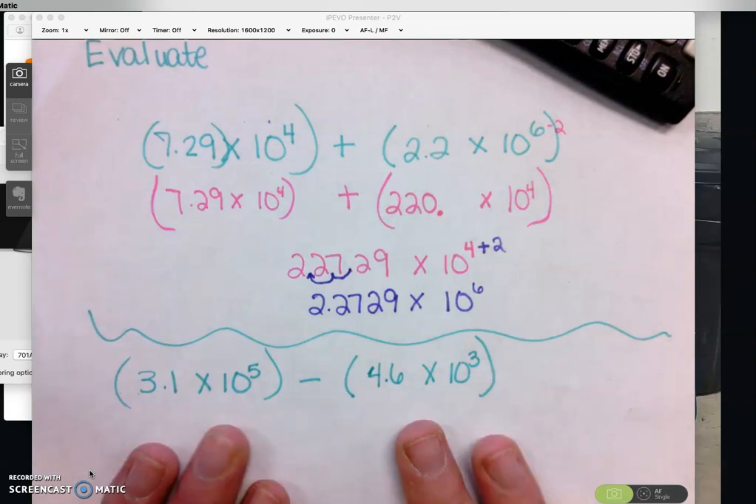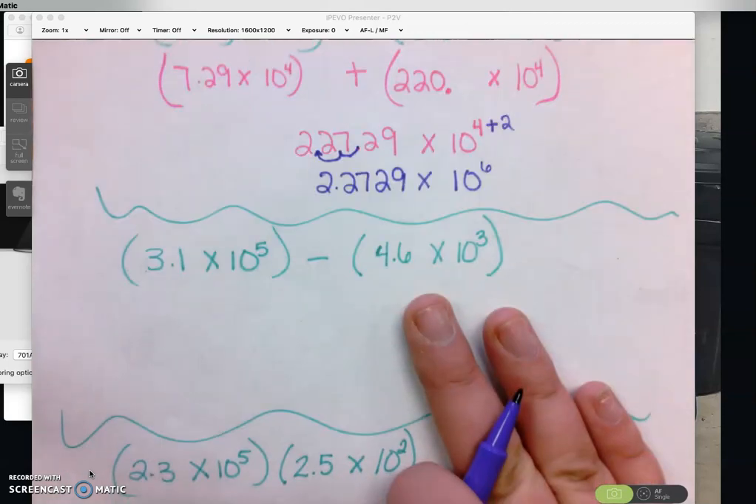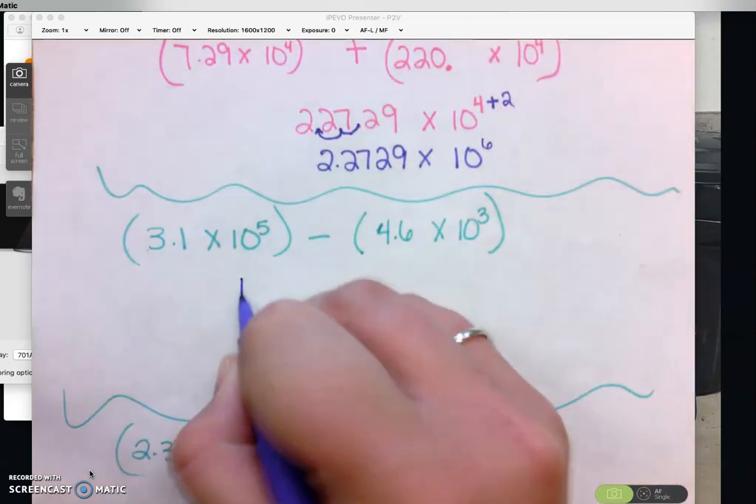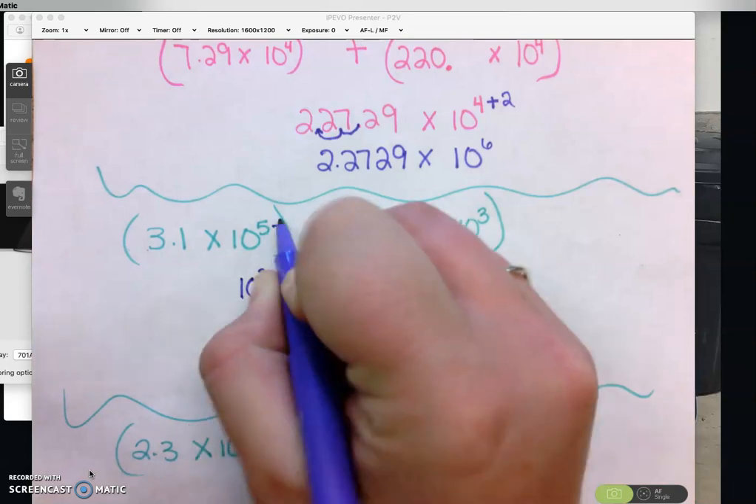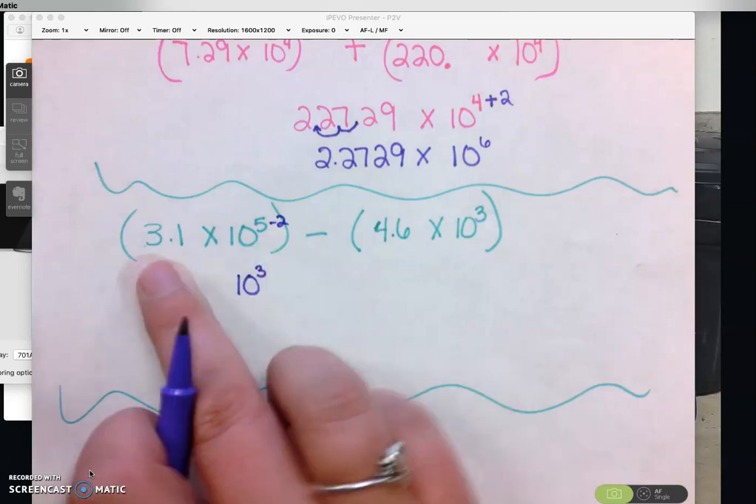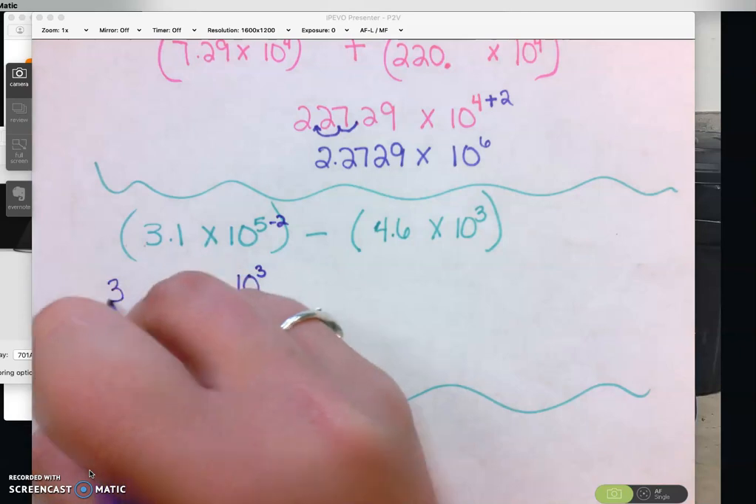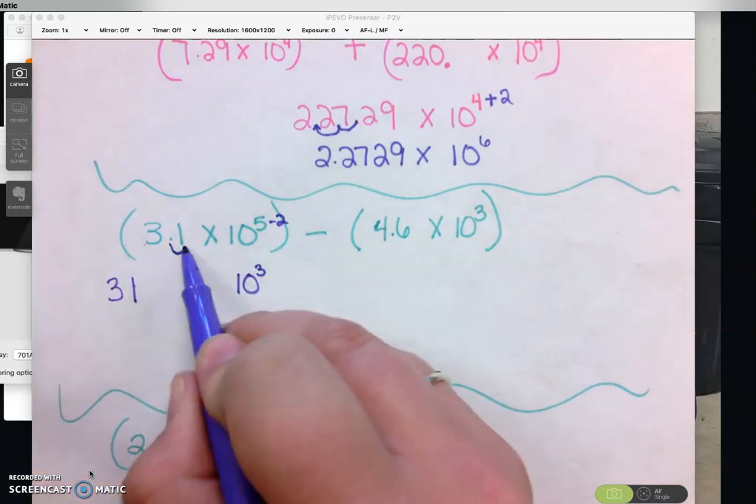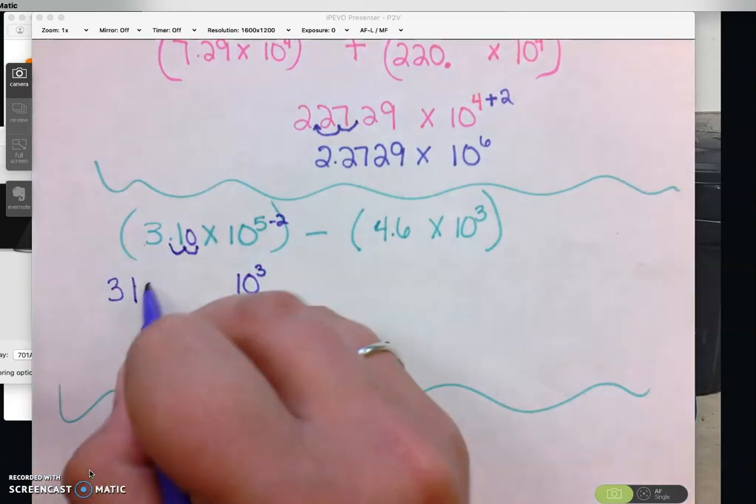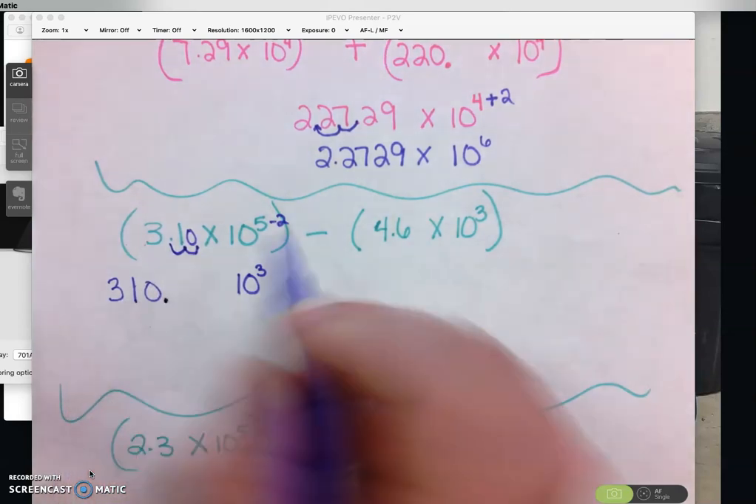Okay, we're going to do the same thing here. We are going to make our exponents the same. So we want to make them both 3. I'm subtracting 2 here. If I make my exponent smaller, I have to make my number bigger. So by 2 decimal places. It was here, moving it 1, 2 to here.